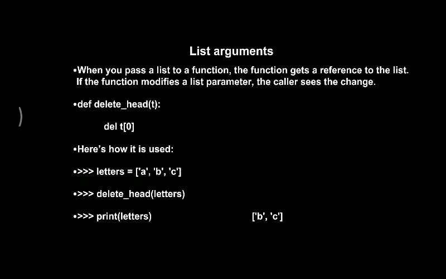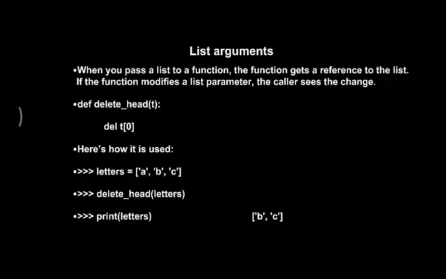List arguments. When you pass a list to a function, the function gets a reference to the list. If the function modifies a list parameter, the caller sees the change. So there is one function here, delete_head of t: del t[0]. It will delete the first element from the list. Here is how it is used.